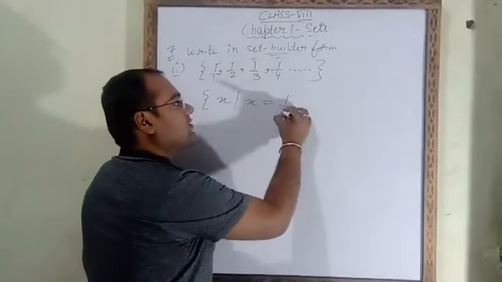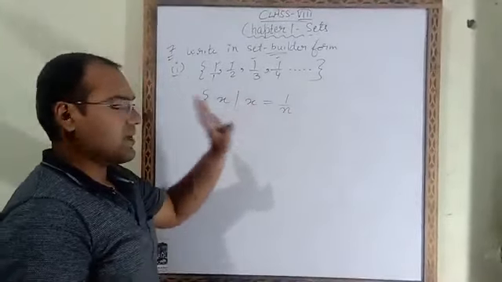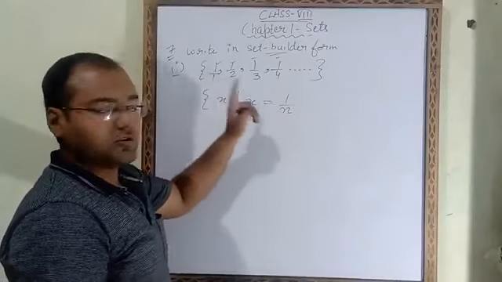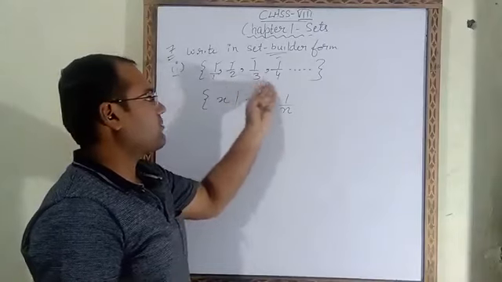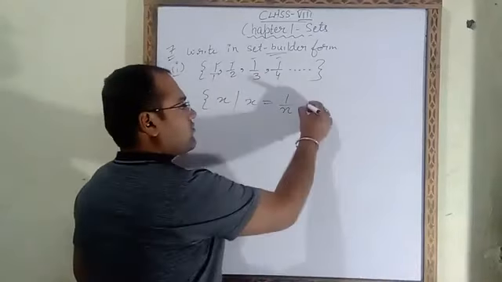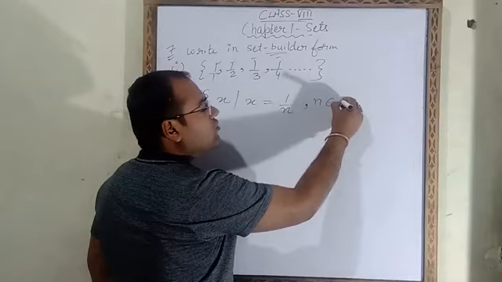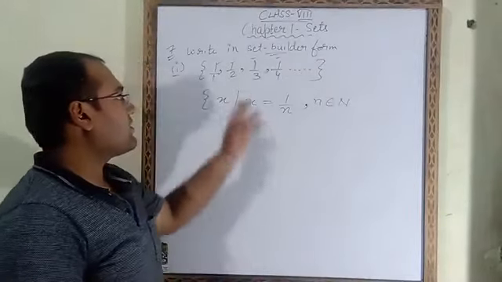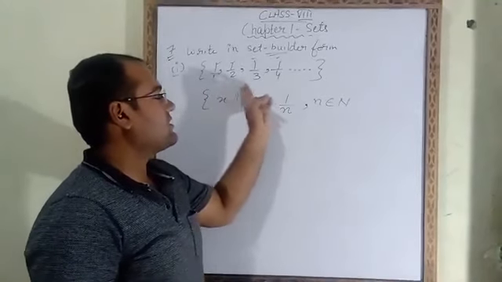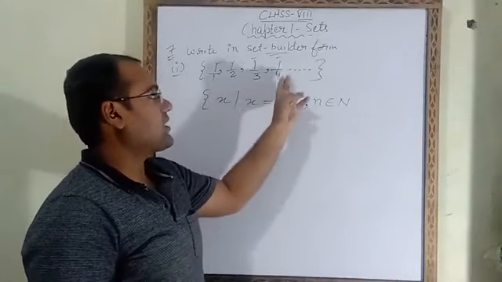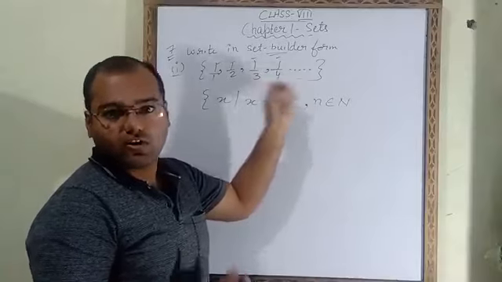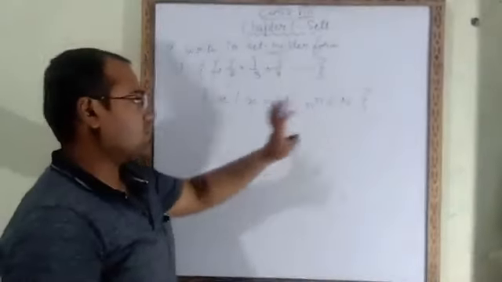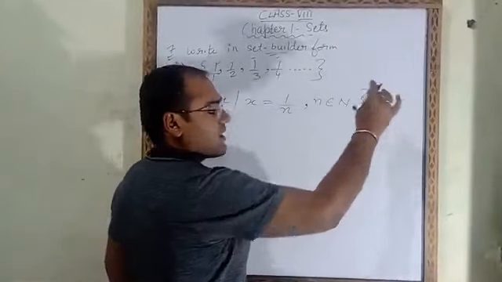So we will give one alphabet name here. Let's say this alphabet is n. Now what is this n? This n is 1, this n is 2, this n is 3, this n is 4. That means these all numbers are natural numbers. So we have to mention here that n belongs to natural numbers. The last value we don't know, so we will not mention it here. So this is the final answer of this first part.